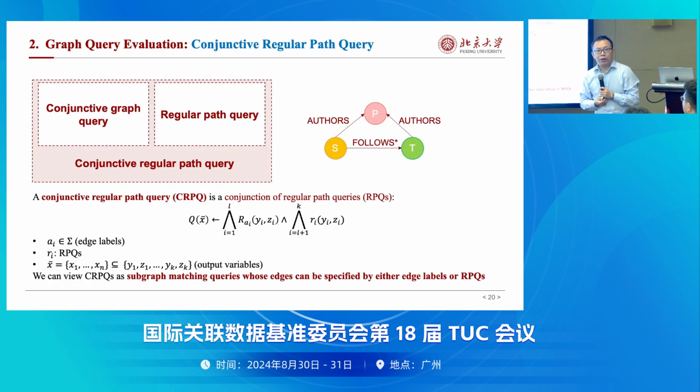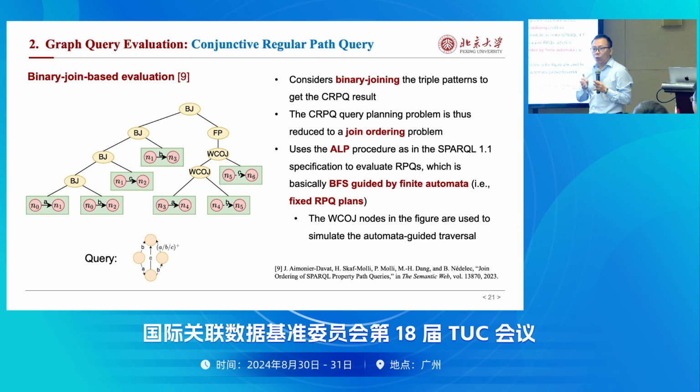Now we talk about the more complex one, the conjunctive regular path query. That means we combine the subgraph query and the regular path query together. This is an example here. Interestingly, we also have two separate query plan spaces. One, we can say, is based on binary join evaluation. It's something like the relational algebra-based method.